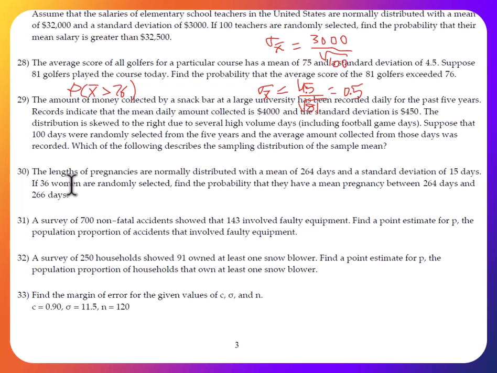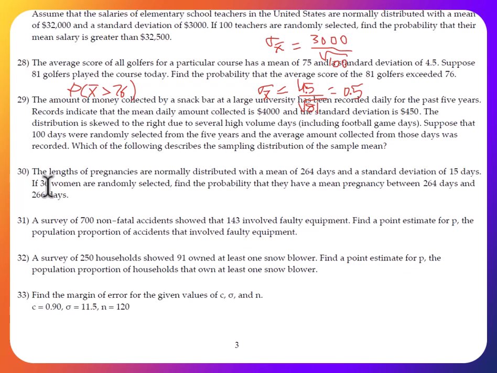Next question. The lengths of pregnancies are normally distributed with a mean of 264 days and a standard deviation of 15. If 36 women are randomly selected, what's the probability that they have a mean pregnancy between 264 and 266? Remember, guys, he's asking you about the probability of the mean. It's a probability of X bar. So we're going to be using the mean of 264, but the standard deviation won't be 15. It has to be 15 divided by the square root of 36, just like I did with 27 and 28. What is 15 divided by the square root of 36, which is 6? It's 2.5.